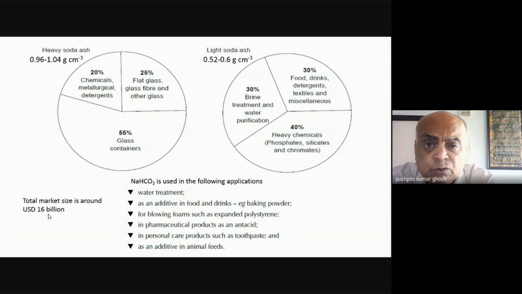So for example, you take soda ash. There are of course two types of soda ash. One is the heavy soda ash with a high density, and then there's a light soda ash, which is the kind of stuff that you will use in things like food and drinks and brine treatment, stuff like that. And the heavy soda ash goes into some of the bulk chemical industries like the metallurgical industry. Largely about 80% goes into glass manufacture.